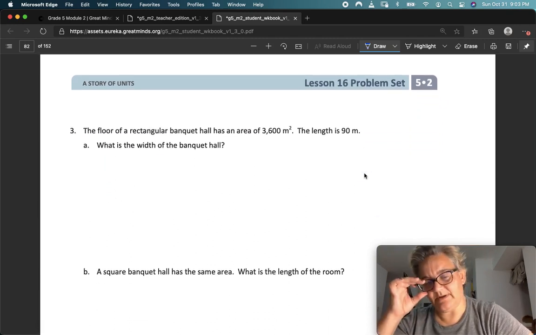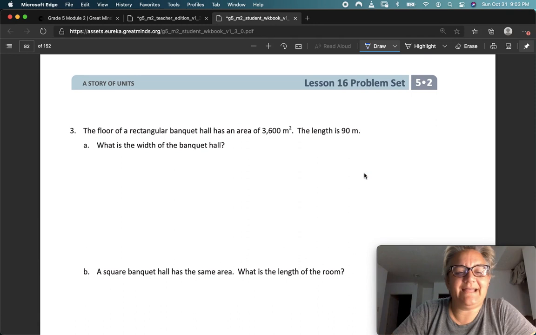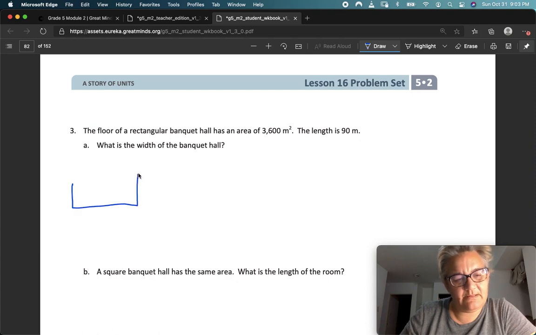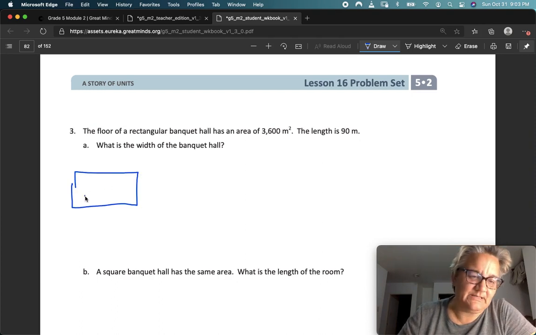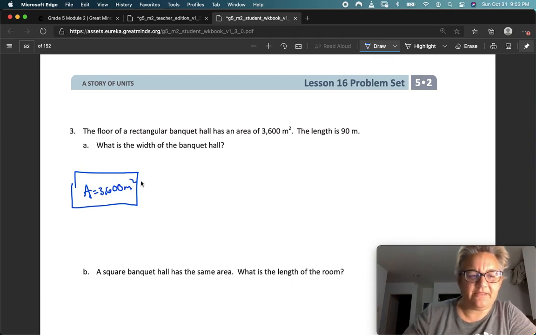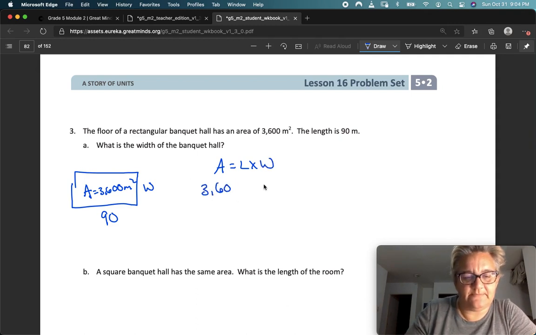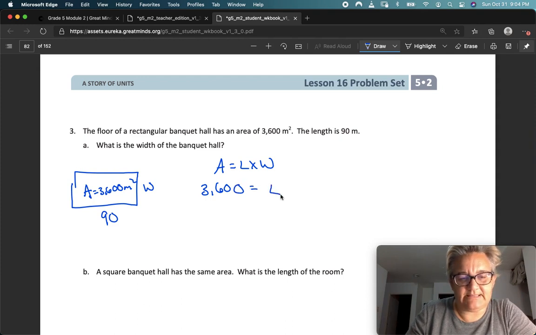Next page. Story problem time. The floor of a rectangular banquet hall has an area of 3,600 meters. Area equals 3,600 meters squared. The length is 90. What is the width of the banquet hall? So we want to know what the width is. Okay, so we know that area equals length times width. And we know the area is 3,600. And we know that the length is 90. Oops.